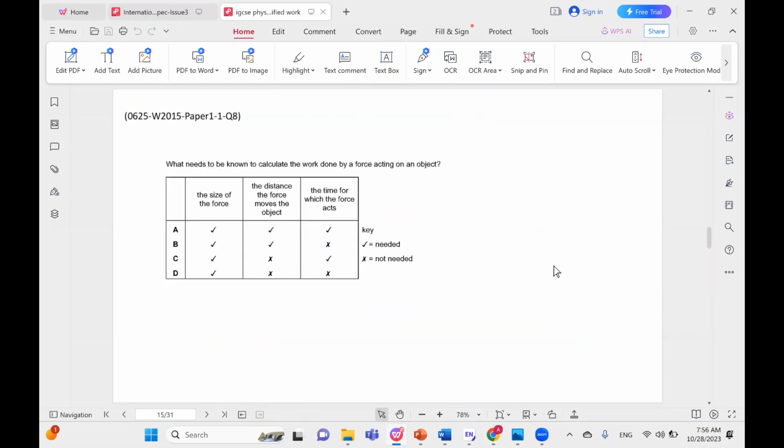What needs to be known to calculate the work done by a force acting on an object? You need the force and the distance. You do not need the time. So time, no. Force, yes. Distance, yes. So we're looking at choice B. Time is needed if you're going to calculate the power. But for work, you do not need the time.